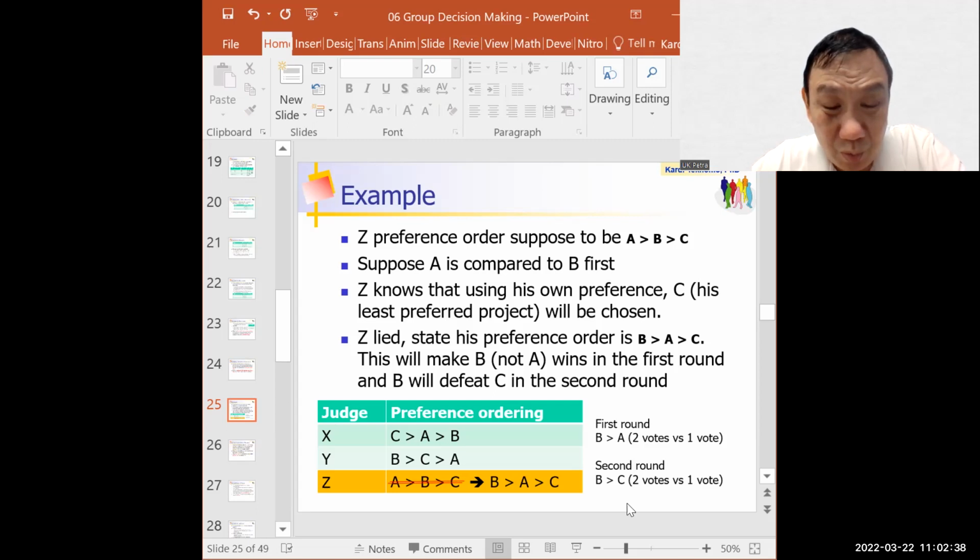So, this is how you lie about your own preference in order to win what you want, because of the information. Information is important in this case, the information about the preference of other people.